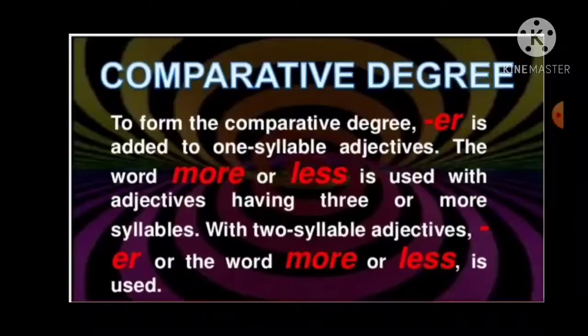I told you, beautiful, extraordinary, important, such longer words which can be divided into more than one syllable or units, we use more or less before the adjective in positive degree to form the comparative degree. So more or less is used with adjectives having 3 or more syllables, and with 2 syllable adjectives. When we see the examples you can understand this better. It may be ambiguous or confusing now.